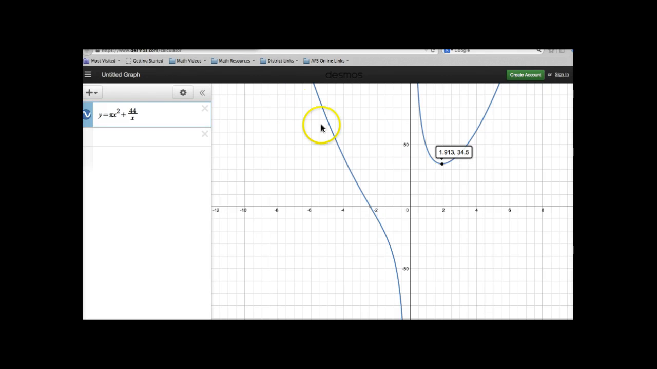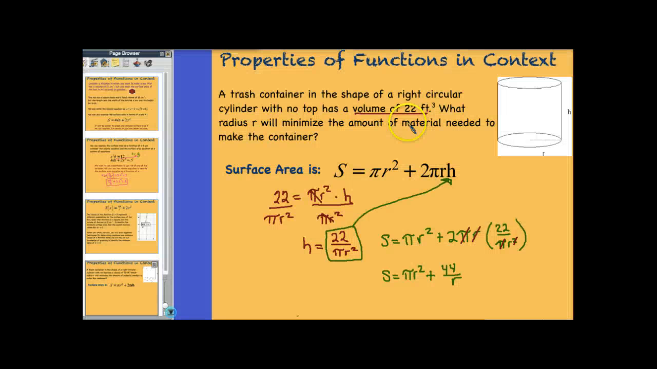Finally, what does this minimum point represent? Well, given a radius of 1.913, I believe we said, our surface area will be minimized by having 34.5. And that's actually feet. We used feet. So a 1.913 foot radius will give us a surface area of 34.5 feet squared. And that will minimize the surface area of that trash can.